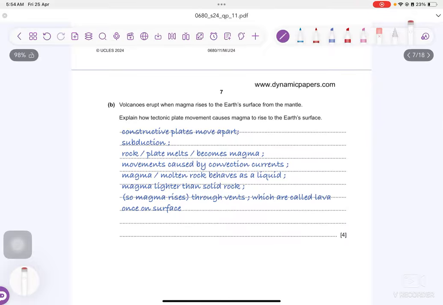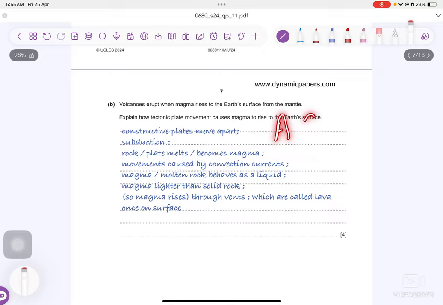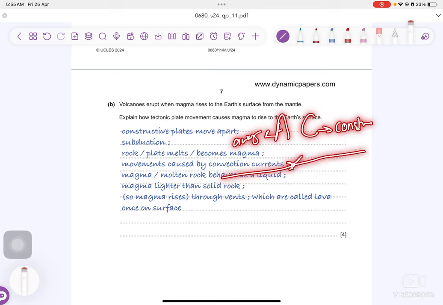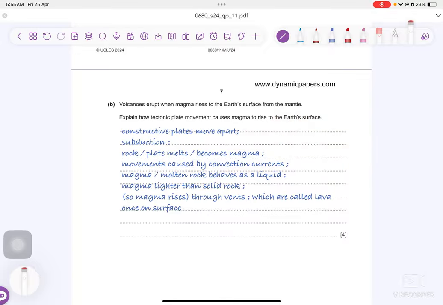Okay, here they're not talking about a specific thing, okay? So you can talk about constructive plates, which move apart. And to remember constructive plates, remember the key AC, okay? A stands for away, and C stands for constructive. And destructive plates are two arrows that collide into each other. I like to remember it as two arrows kissing each other. That way you will never forget destructive, nor constructive, okay?